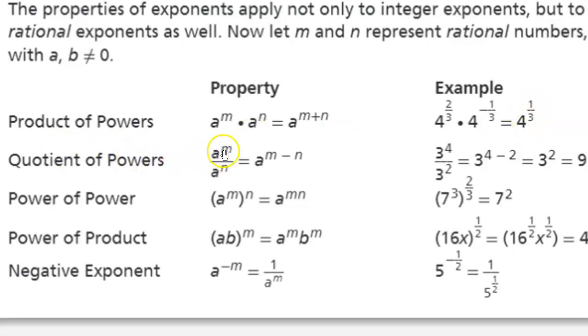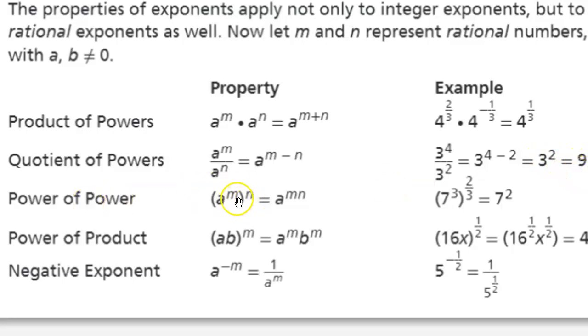Quotients of powers tells us if we're dividing and the bases are the same, we subtract the exponents. Now it's important that we do the right order, where we take the exponent from the numerator minus the exponent in the denominator. So here where we have the bases are the same, we subtract the exponents. 4 minus 2 is 2, so we get 3 squared. We can simplify that further to get 9.